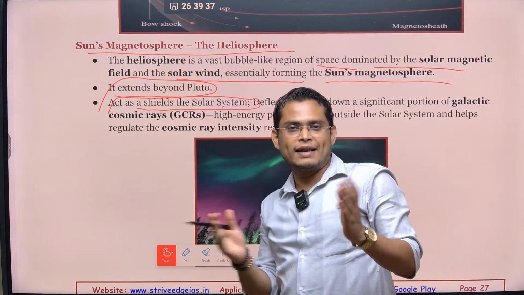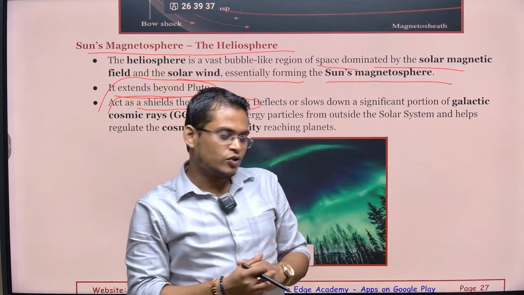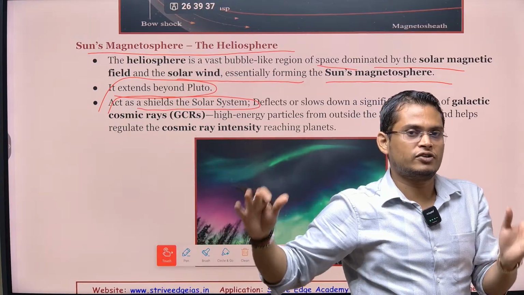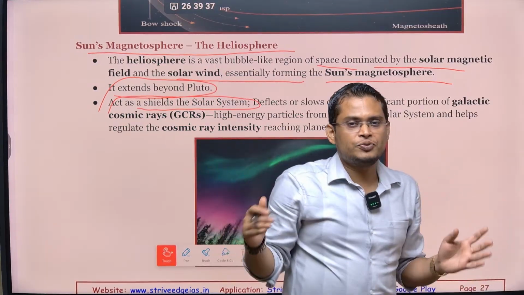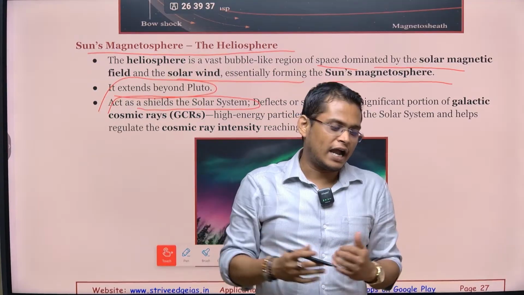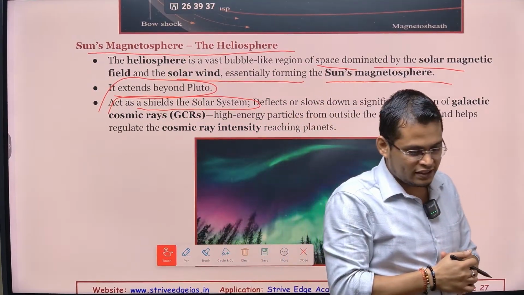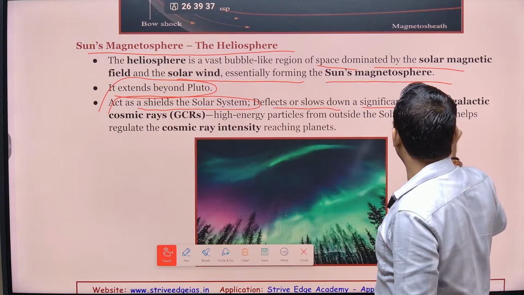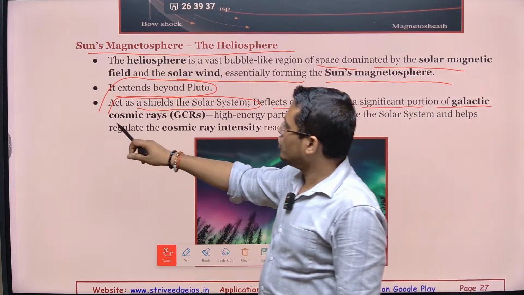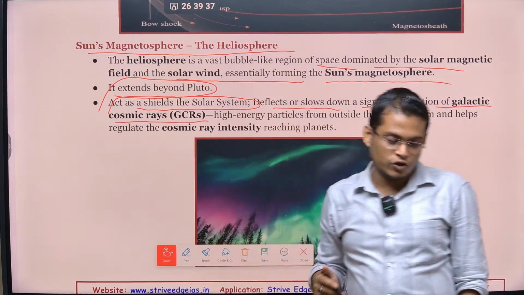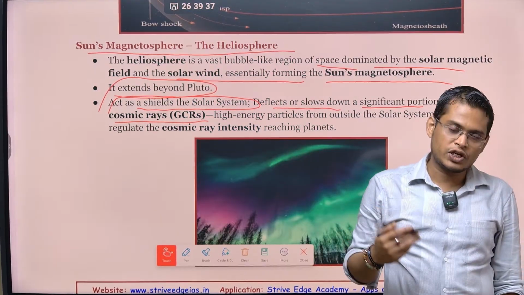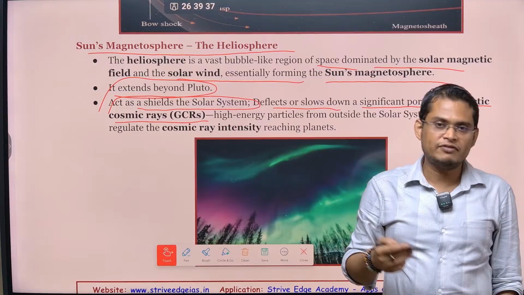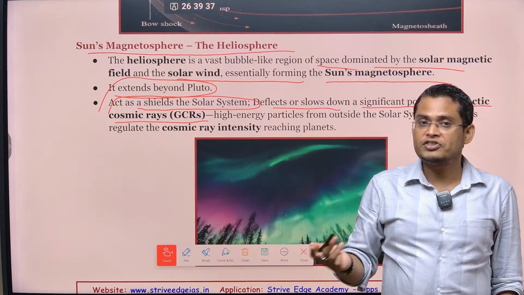Look, there are other galaxies as well. There are other big solar systems also. They emit a lot of charged particles in different directions. Our Sun's magnetosphere does not allow all these high radiation charged particles to come inside the solar system. It deflects and slows down a significant portion of galactic cosmic rays. If these galactic cosmic rays come inside our solar system, they can cause severe devastating effects. They can damage life, they can kill people, and they can damage the atmosphere also.